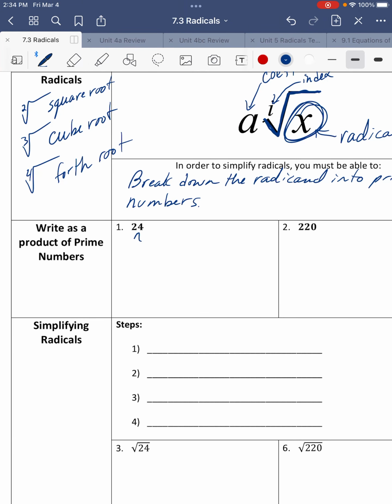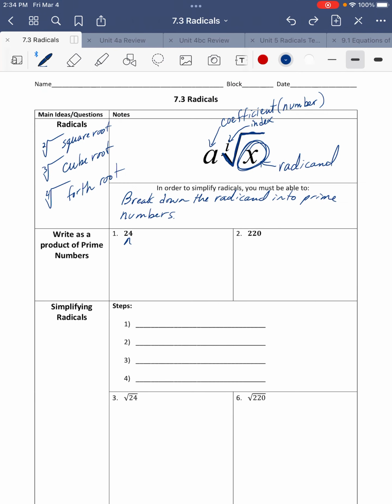So for 24, you're going to think, what 2 numbers multiply to 24? It does not matter which 2 you choose, as long as it multiplies to 24. I'm actually going to go, as long as the number ends in an even number, I'm going to always divide by 2. So 12 times 2, 12 ends in a 2, so that's going to be 6 and 2, 3 and 2. So 24 is 2 times 2 times 2 times 3.